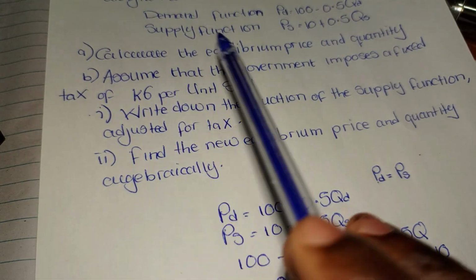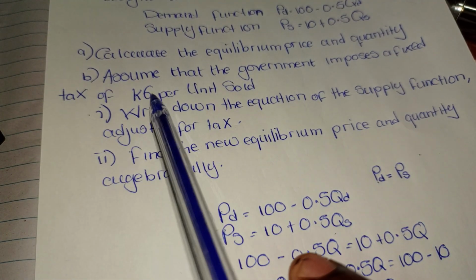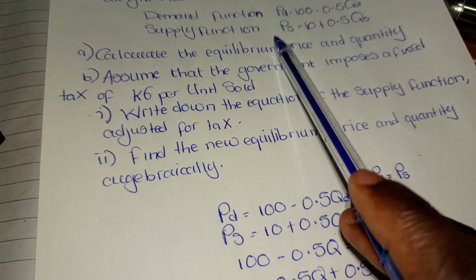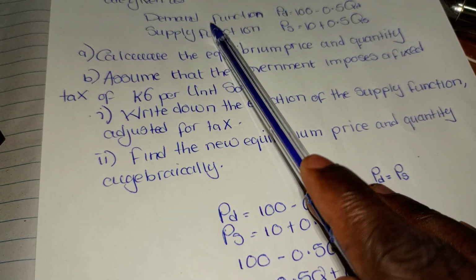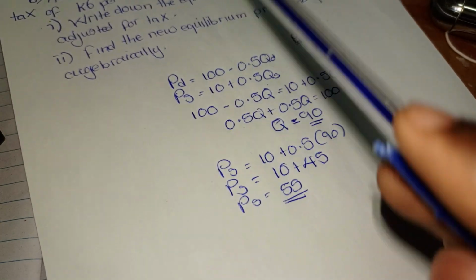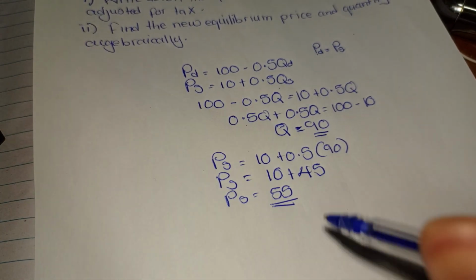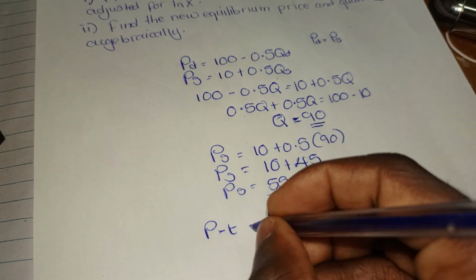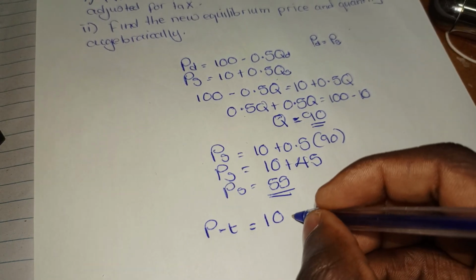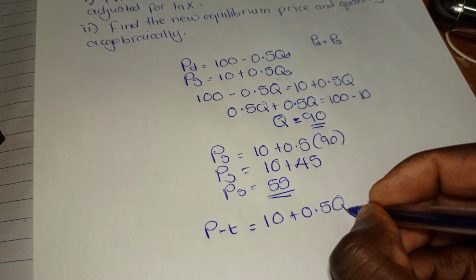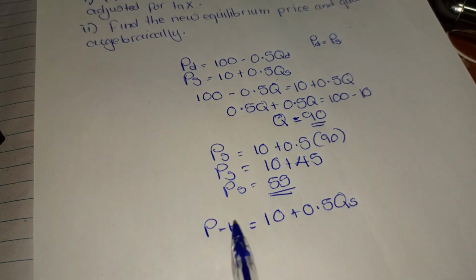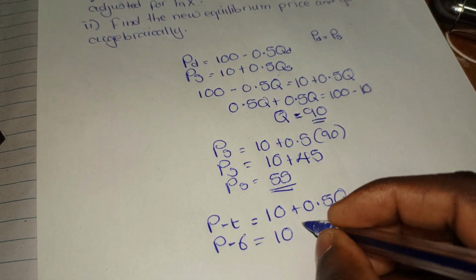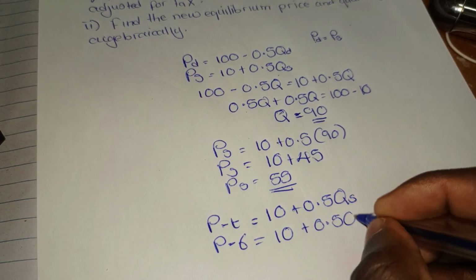Remember again, assume that the government imposes a fixed tax of 6 kwacha per unit sold. Who are the ones selling? The ones selling are the suppliers. Who are they supplying? They are supplying the consumers. So in this case, the price will go down. So we'll say price minus tax is equal to 10 plus 0.5 QS. Having done this, you know the tax in this case is 6. So we have P minus 6 equals 10 plus 0.5 QS.